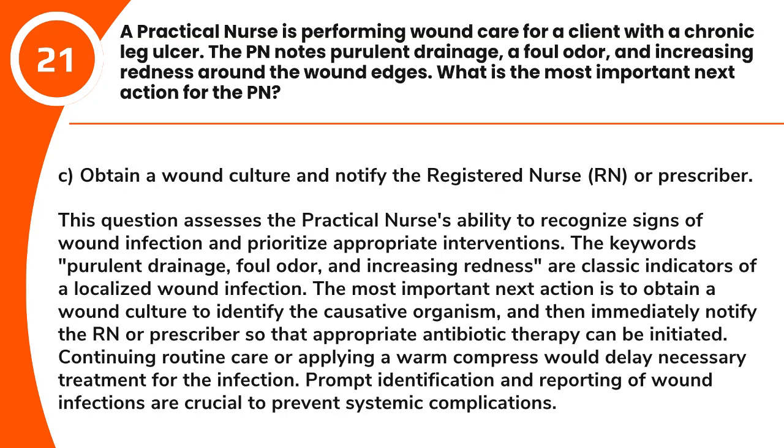Answer: C. Obtain a wound culture and notify the registered nurse, RN, or prescriber. This question assesses the practical nurse's ability to recognize signs of wound infection and prioritize appropriate interventions. The keywords purulent drainage, foul odor, and increasing redness are classic indicators of a localized wound infection. The most important next action is to obtain a wound culture to identify the causative organism, and then immediately notify the RN or prescriber so that appropriate antibiotic therapy can be initiated.